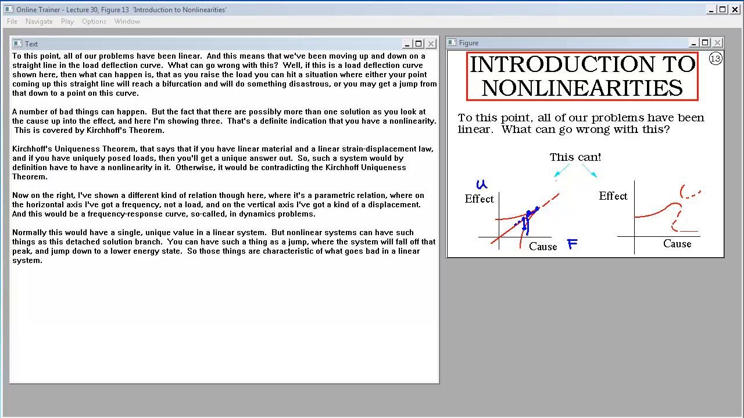Kirchhoff uniqueness theorem. Now on the right I've shown a different kind of relation though, a parametric relation, where on the horizontal axis I've got a frequency, not a load, and on the vertical axis I've got a kind of a displacement. And this would be a frequency response curve, so-called, in dynamics problems. Normally this would have a single unique value in a linear system, but nonlinear systems can have such things as this detached solution branch. You can have such a thing as a jump where the system will fall off that peak and jump down to a lower energy state. So those things are characteristic of what goes bad in a nonlinear system.